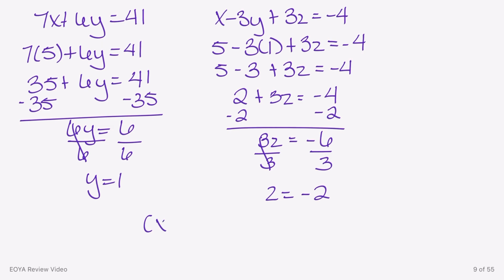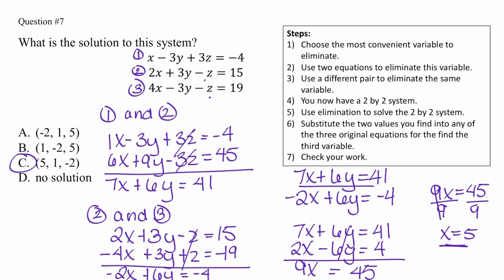So remember, when we write our final solution, it's going to be in x, y, z form. So I have x, which is 5, y, which is 1, and z, which is negative 2. So 5, 1, negative 2 is my answer, which is answer choice C.